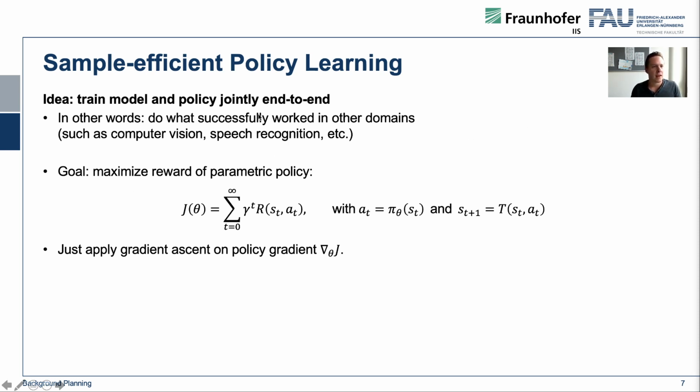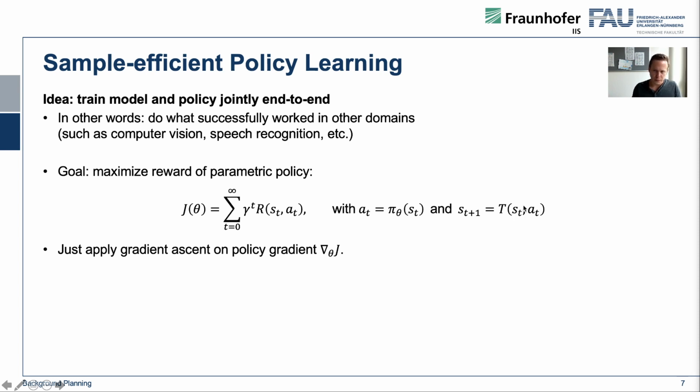So to sum it up again, we train a model and a policy jointly in an end-to-end fashion. In other words, we want to do what successfully worked in other domains such as computer vision and speech recognition. Let's go back to our original goal. Our goal in reinforcement learning is to maximize the reward of a parametric policy. The policy is parameterized by parameters theta, and we want to maximize the discounted future reward. We have some side constraints, because we select actions a_t according to the policy π_theta given s_t, and our next state is the output of a transition model T(s_t, a_t).